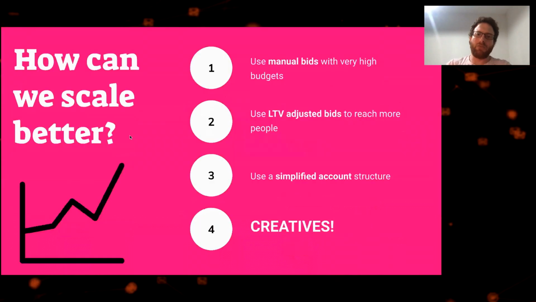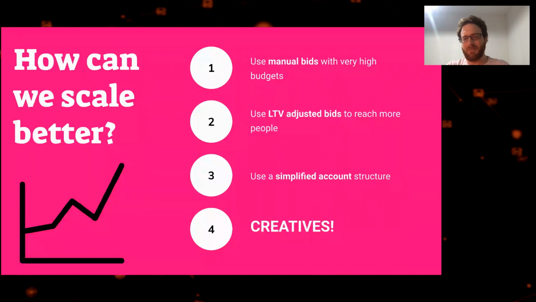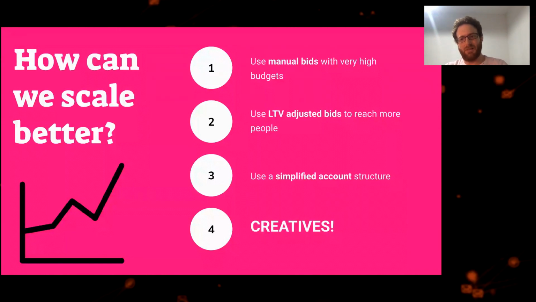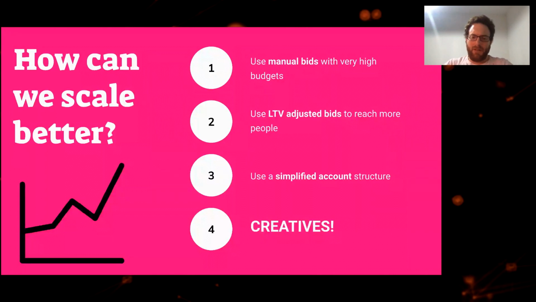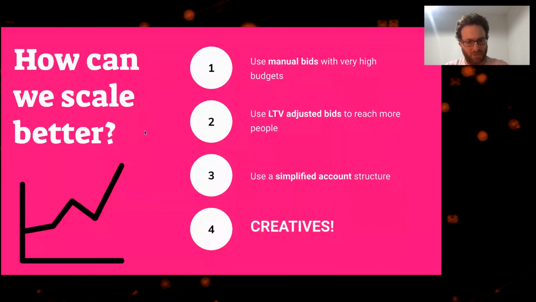So how can we scale better? I want to talk about 4 main things. One is using manual bids with very, very high budgets. The second is also about bidding, talking about LTV adjusted bids in order to set our bids more wisely. The third is moving into a more simplified account structure. And last but not least, creatives for gifting specifically.